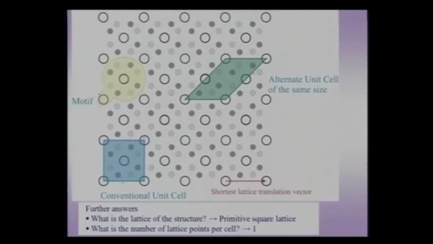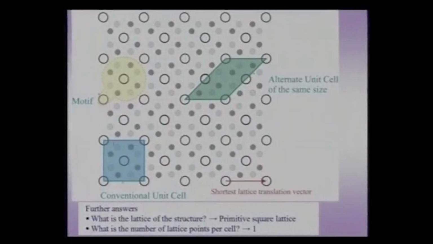There is another possibility. Let me calculate the number of lattice points in this blue cell. Each one of these corners contributes 1/4 and therefore the net contribution is 1 lattice point per cell. Similarly, since these two circles do not belong to lattice points which are of the B type, only the corners contribute and the net contribution from these corners to the green unit cell is again 1, which tells you that it is the primitive unit cell. So if you were to choose a conventional unit cell, you would choose the blue unit cell.